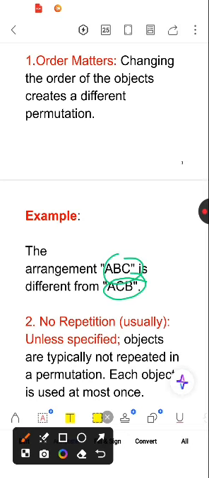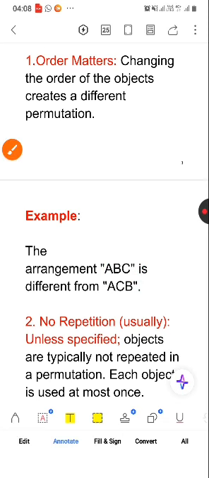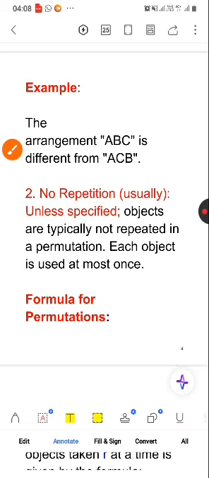We used ACB and ABC as examples. You realize that their relative positions are different, and no object is being repeated. Secondly, we spoke about no repetition. Unless specified in permutation questions, you do not have to repeat any object. No object is repeated unless the question is demanding that you repeat. And anytime repetition is allowed, a different formula, which we shall be talking about later in the video, should be used.